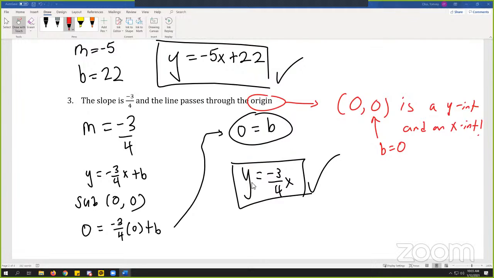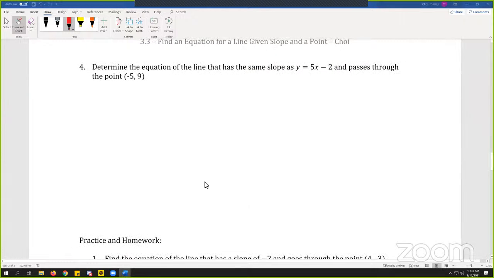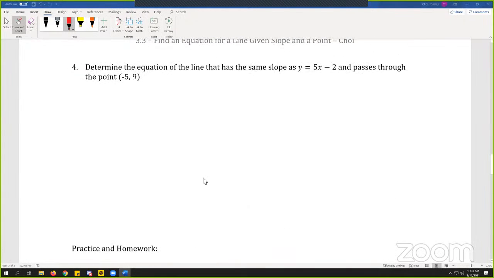All right, ladies and gentlemen, let's move on. Question 4. Determine the equation of a line that has the same slope as y equals 5x minus 2 and passes through this point. So notice how this time I don't give you the slope, but I tell you some key information here: it has the same slope as this line. So looking at this line here, the slope is 5.